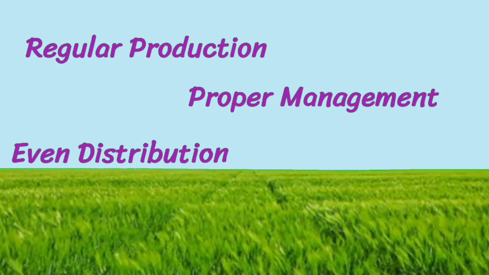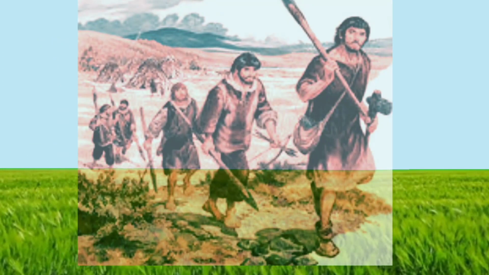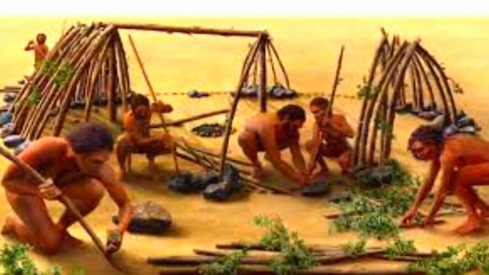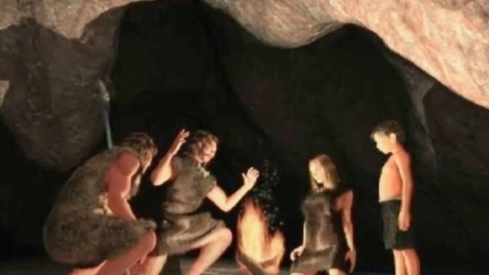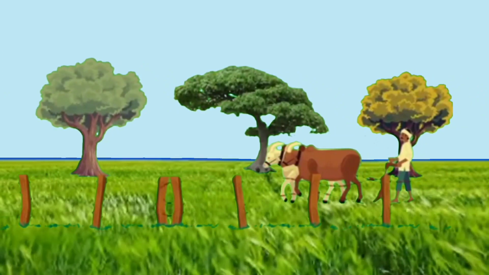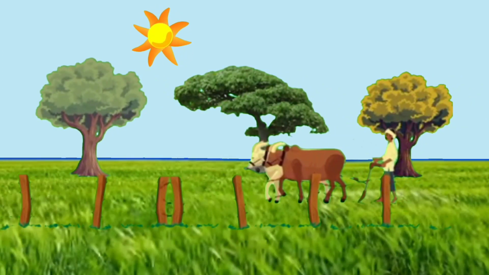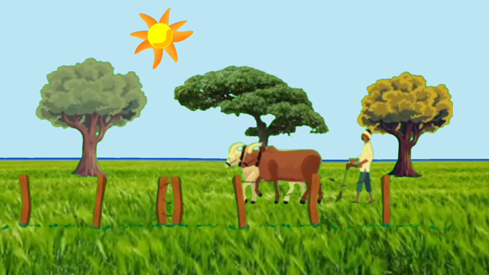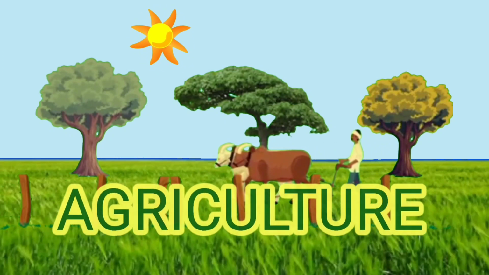Students, till 10,000 BCE, people were nomadic, means they were wandering in groups from one place to another in search of food and shelter. But later, they could cultivate land and produce rice, wheat, and other food crops. Thus was born agriculture.